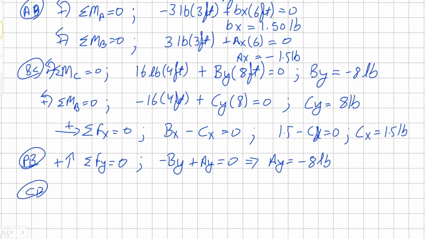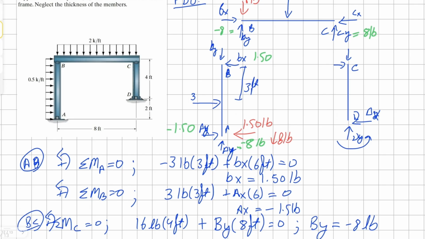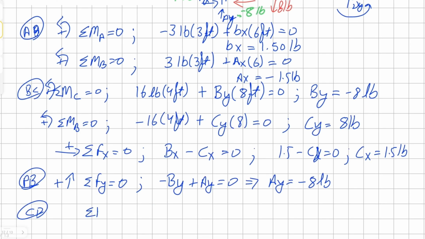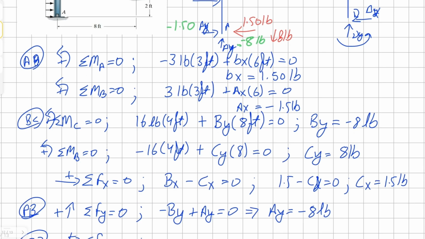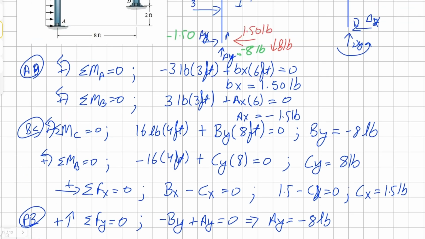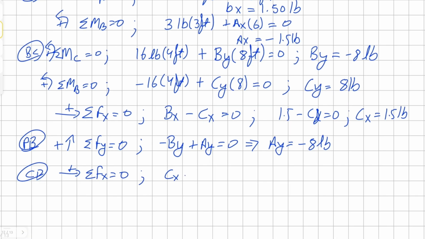Now the member CD. For member CD, let's sum the forces in X direction. Sum of forces in X direction equals 0. Positive Cx, we have negative Dx, all equals 0. We know that our Dx we need to find, and we have already found the value of Cx, it's negative 1.5. So the positive on one side becomes negative, and the negative from Dx cancels the other negative, and finally we are left with 1.5 pounds for the value of Dx, or horizontal component.